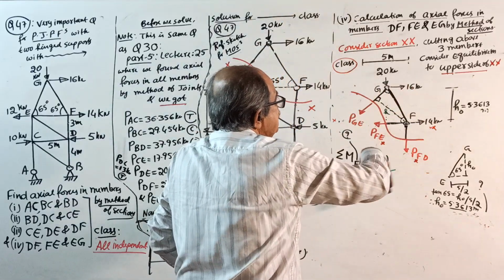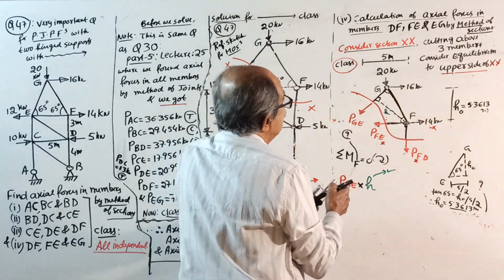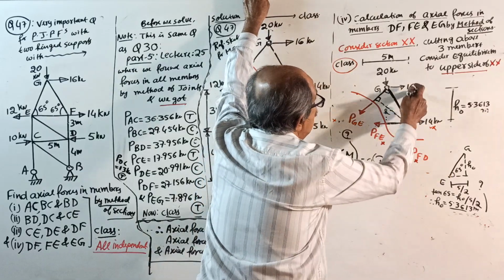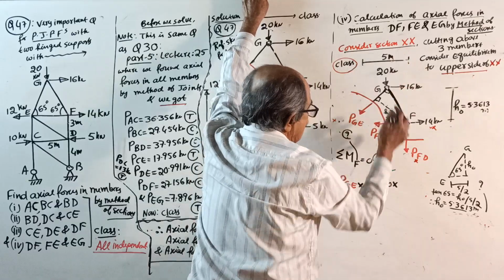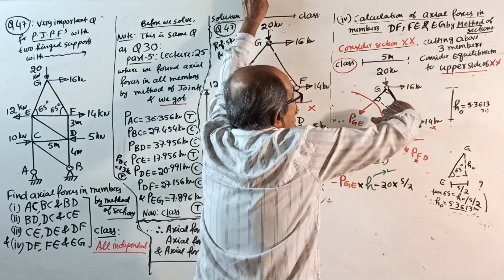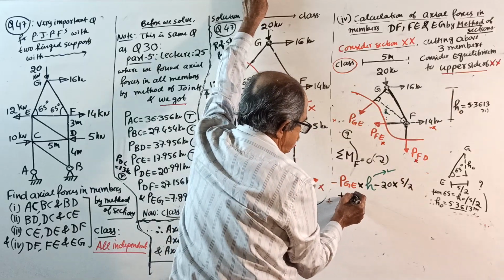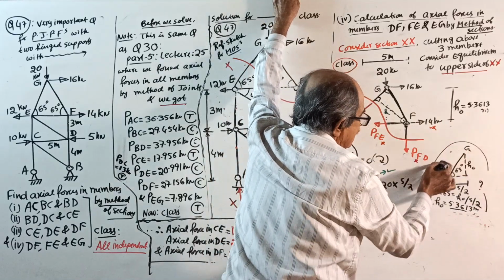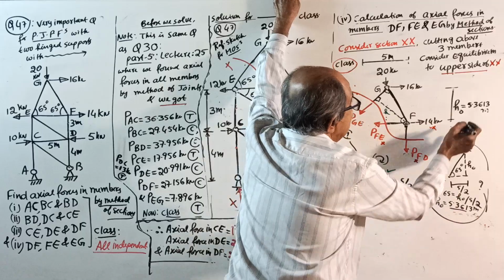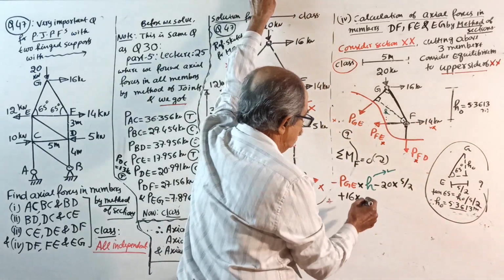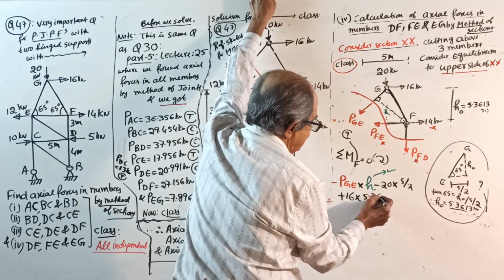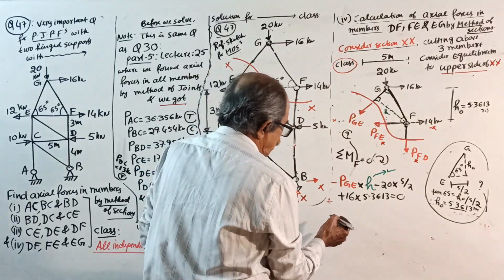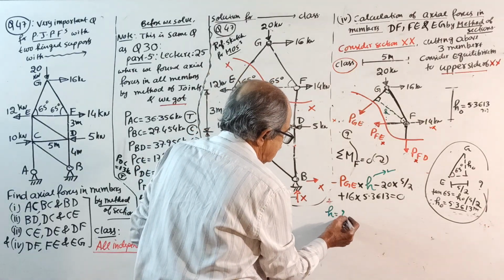Then minus PGE into H, then minus 20 into how much? This is 5 meter, 5 by 2. And then plus 16 into, oh, that height required. So do some calculation, once again do it, get the height, enter 5.3613. So into 5.3613 meter equal to 0. Still you cannot get PE. So therefore, now you require H.